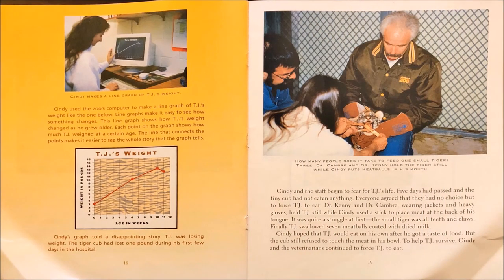Cindy and the staff began to fear for TJ's life. 5 days had passed, and the tiny cub had not eaten anything. Everyone agreed that they had no choice but to force TJ to eat. Dr. Denny and Dr. Combray, wearing jackets and heavy gloves, held TJ still while Cindy used a stick to place meat at the back of his tongue. It was quite a struggle at first. The small tiger was all teeth and claws. Finally, TJ swallowed 7 meatballs coated with dried milk.